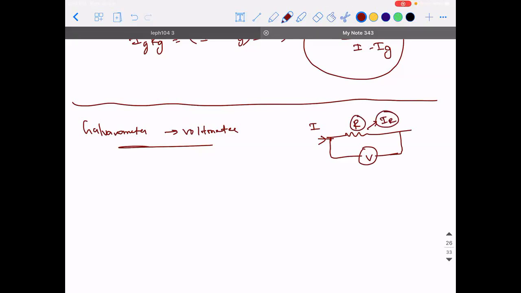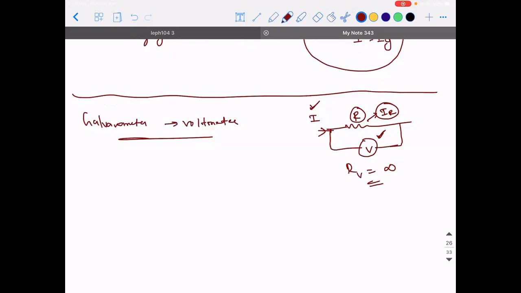When will the complete current I flow through the resistor? Only when the resistance of the voltmeter is infinite. Ideally it is infinite, but generally it should be a very high value, around 5,000 to 6,000 ohms. Are you guys able to understand?